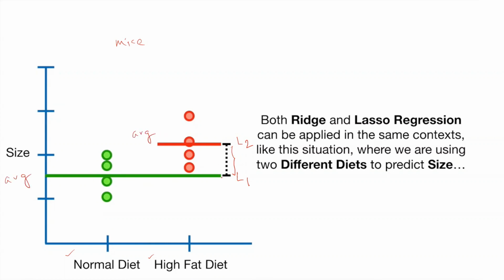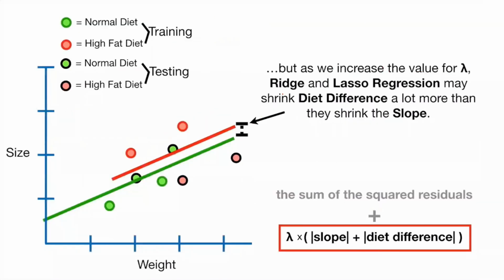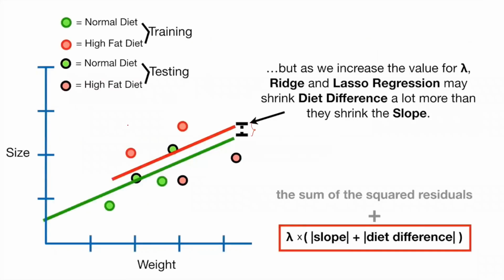So if I take the difference, and I create an equation, something like this, slope into weight plus diet difference into high fat diet, it means that as and when the value of lambda increases, the difference between these two will also shrink, right? It will try to normalize it. Okay, we'll come to this again with the practical classes, don't worry about it. It's very difficult to showcase this type of examples through theoretical concept.